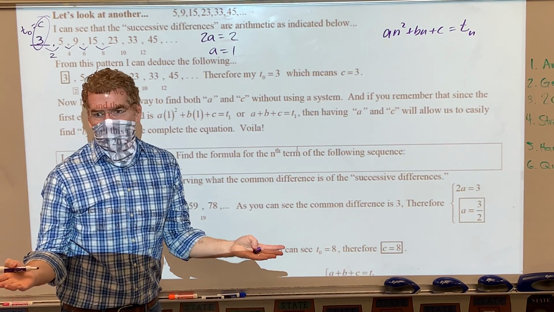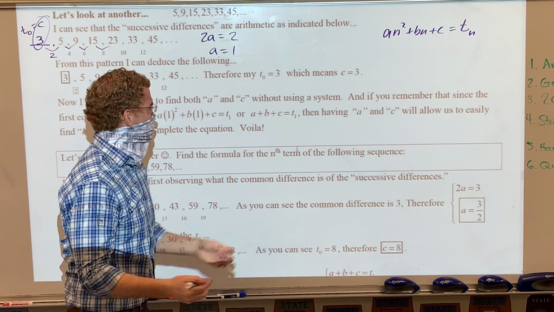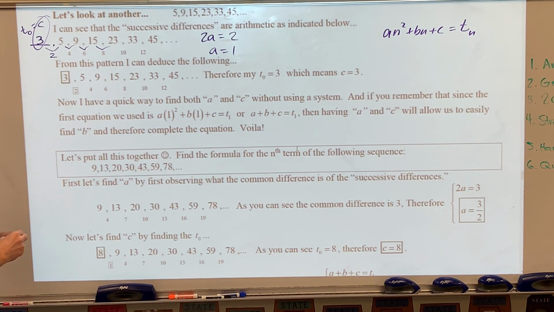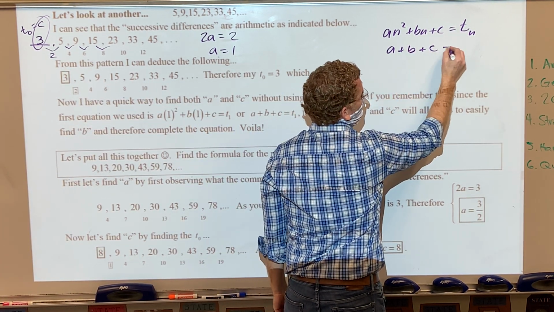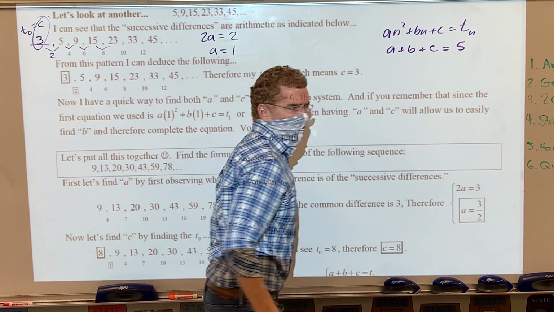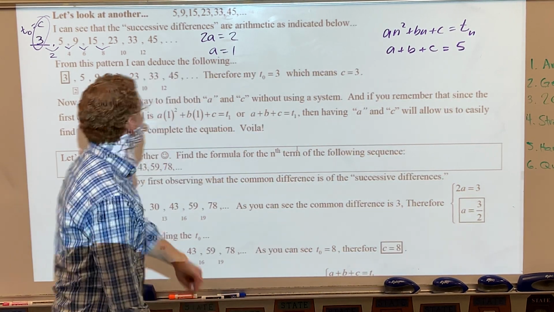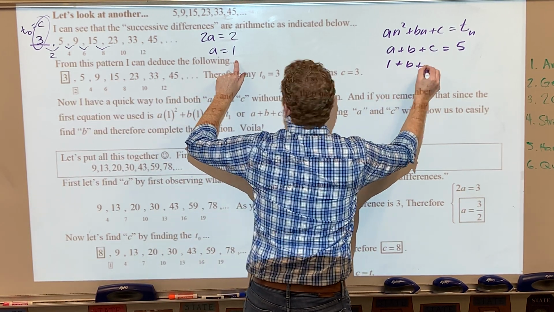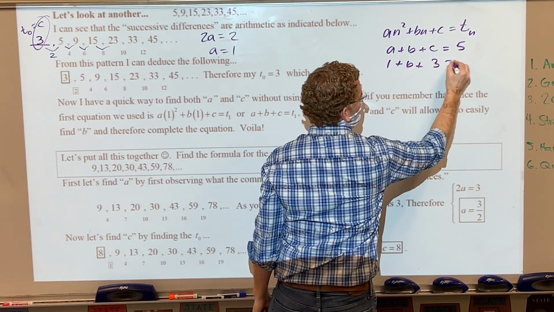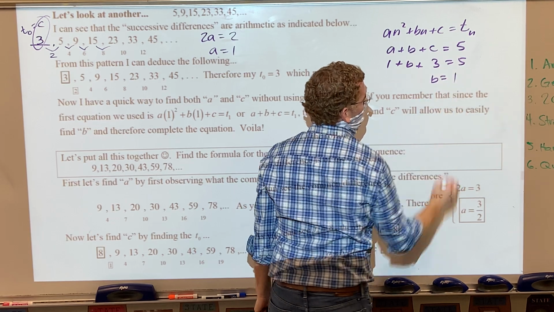I can use any term now that I want, but what would be the easiest term to deal with? What's the first term in this sequence? T1 is 5, so when n is 1, the term is 5. Plug in your A and your C, and you'll find your B. Plug in your C, and your B is also 1.